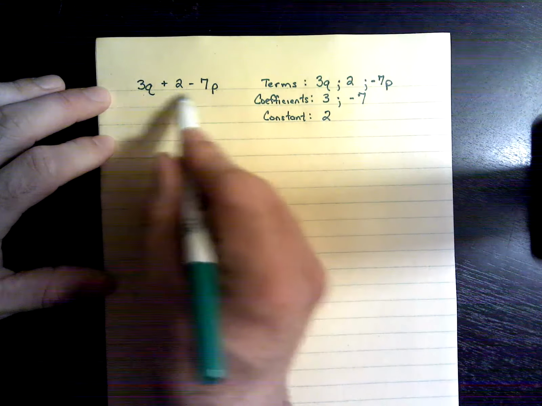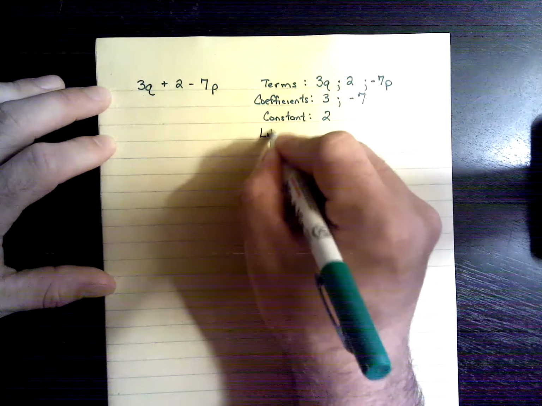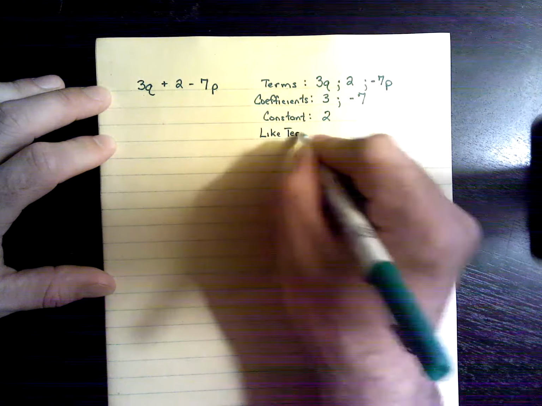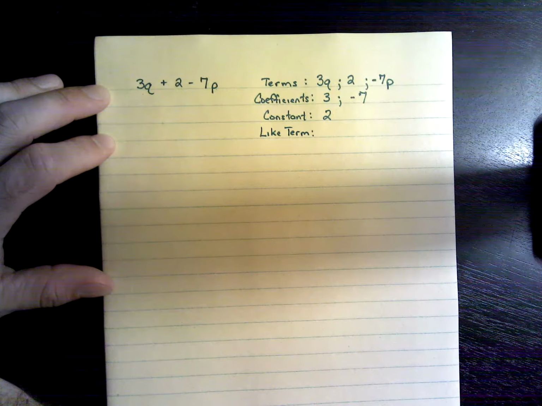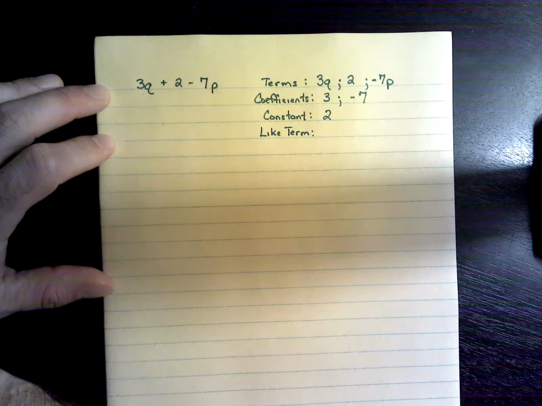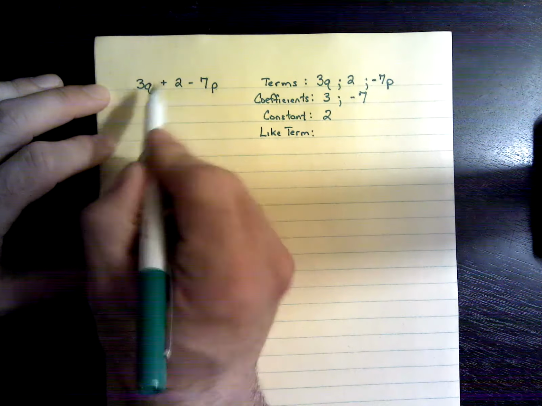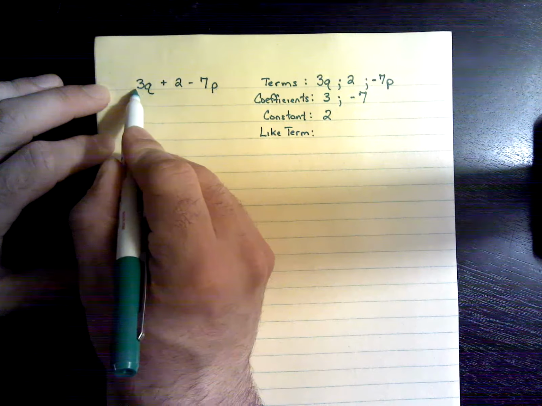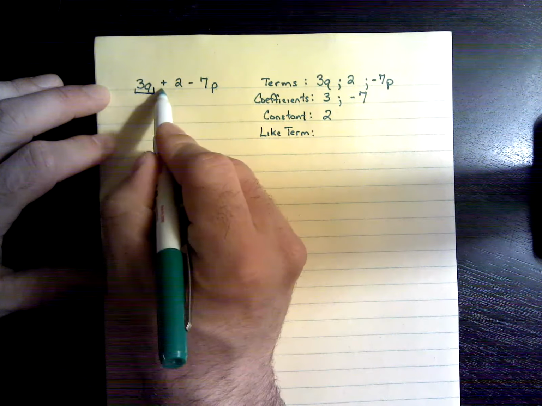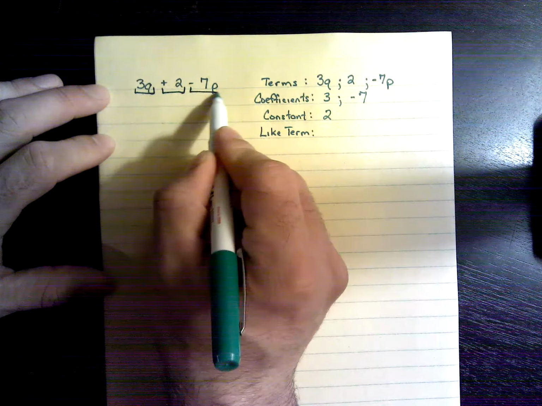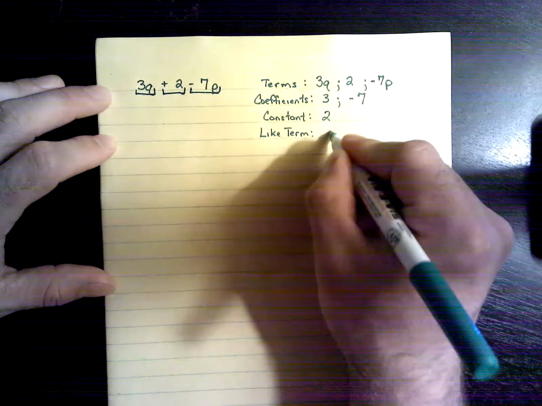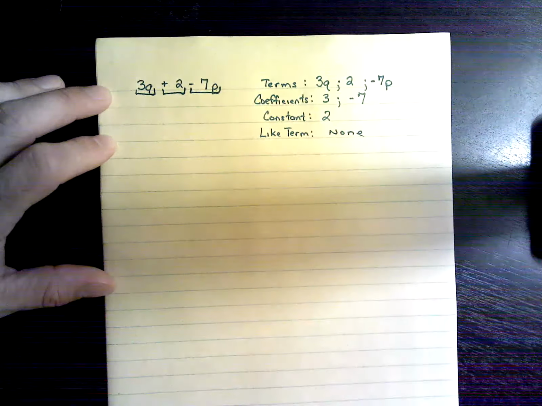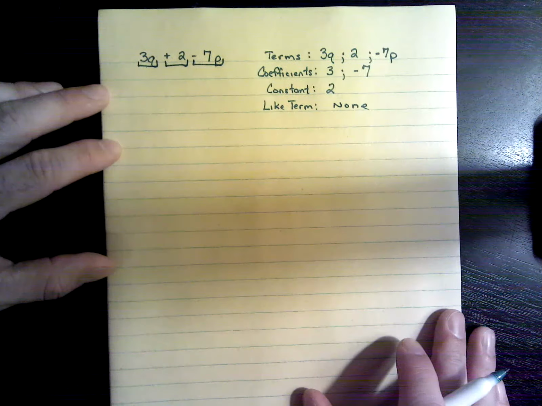If we were to look at this particular expression, we would look for like terms. Now, a like term is a term that has the same variable or has no variable at all, but there would be more than one. So in this expression, we have one term that has a q, one term that's a constant, and one term that has a p, but none of them can match up. So for like terms, for this particular example, we would say none. So let's go to a different example.